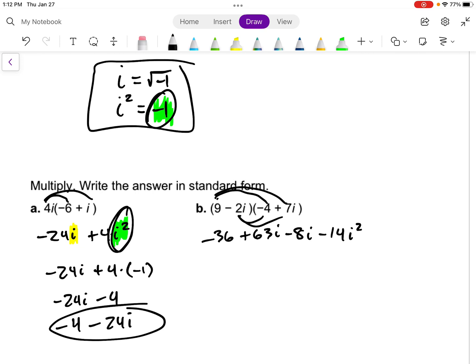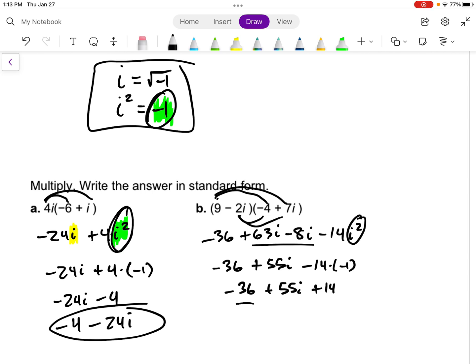Okay, I get to here, I can combine some like terms. Those two are like terms, so negative 36, 63 minus 8 is what, 55? 55i. Minus 14, but that i squared changes to negative 1, so 14 times negative 1. So now I have negative 36 plus 55i. Minus 14 times negative 1 is a positive 14. And now that I did that, these are actually like terms now, so I can add those together. So negative 36 plus 14, I think that's negative 22 plus 55i.